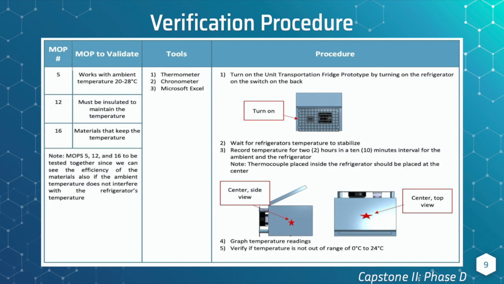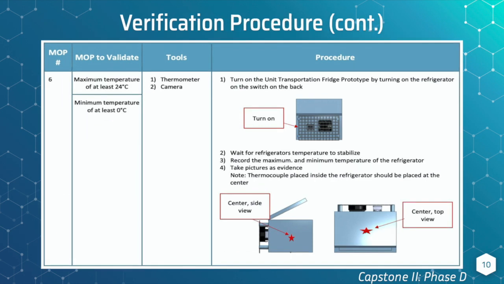The second slide is to verify MOP number 6. The MOP to validate is a maximum temperature of at least 24 Celsius and a minimum temperature of at least 0 Celsius. We need a thermometer and a camera. Same as the previous, turn on the unit transportation fridge, wait for the refrigerator temperature to stabilize, record the maximum and minimum temperature of the refrigerator, and take pictures as evidence. And the thermocouple must also be placed in the center.